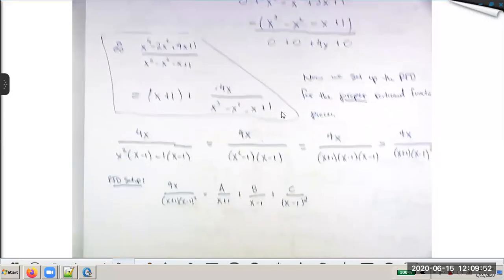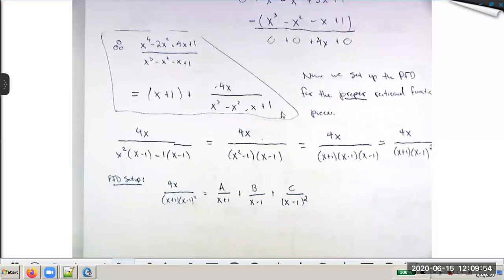Remember, repeated factors in the bottom, you have to build up to them in your setup. You can't just have the x minus 1 squared term. You also need the x minus 1 term. It's just how the algebra works, coming from a field of math called linear algebra, asking what sort of combinations of things can lead to certain things.